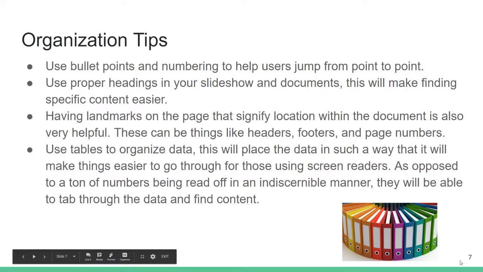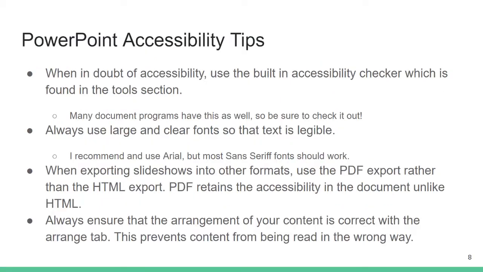Use tables to organize data. This will place data in such a way that it will make things easier to go through for those using screen readers. As opposed to a ton of numbers being read off in an indiscernible manner, they will be able to tab through the data and find content. And this is really important because if you don't categorize it the right way, the data can just be a large string of numbers, and no one can handle that. It just makes things a lot easier to put those in a table.